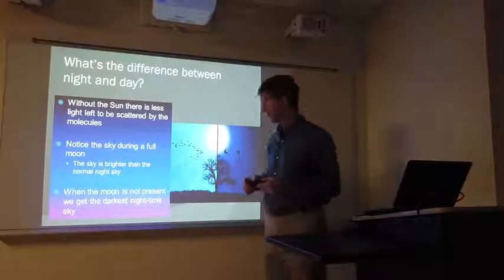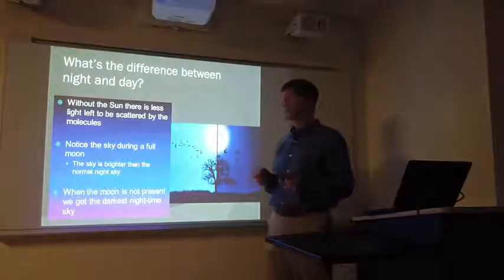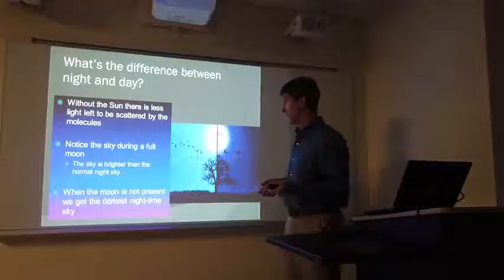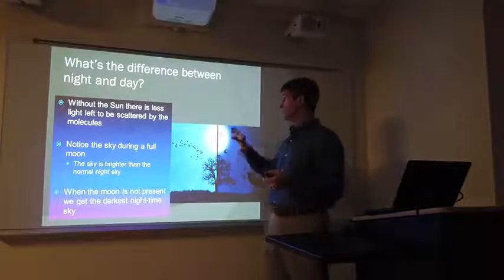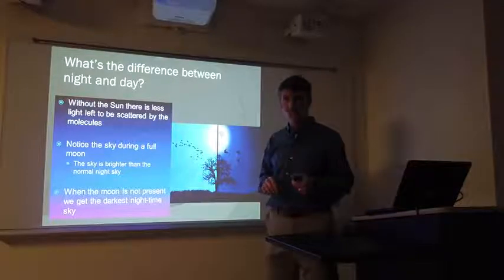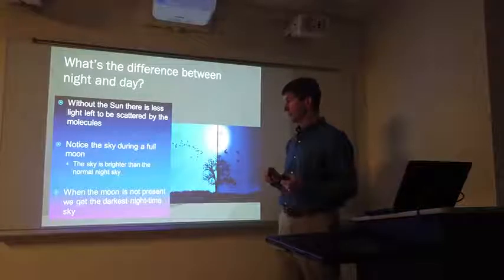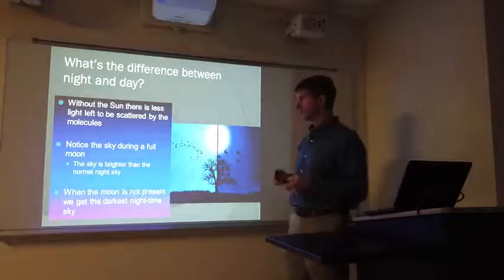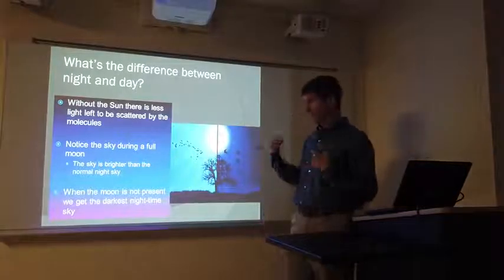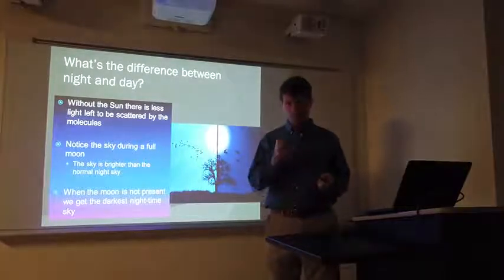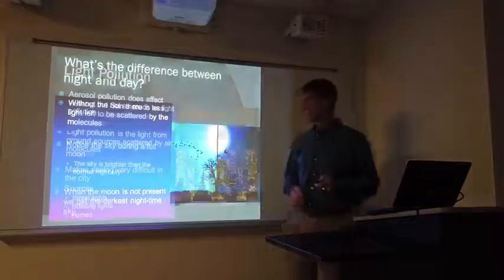Go out there sometime. If you can get away from the city, the sky is brighter than a normal nighttime sky would be. Even though the moon is 1,000,000 times less brilliant than the sun, there's still enough light to be scattered, and it makes it hard to see some of the dimmer stars. When the moon is not present, and we don't have the problem of light pollution that we'll address in a little bit, we get the darkest nighttime skies.